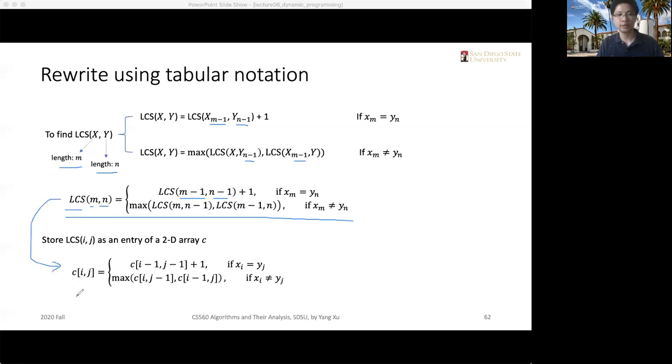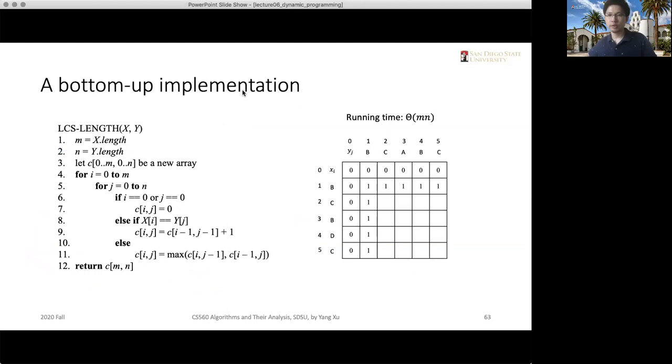We just replace LCS with this lowercase c to indicate that this is a 2D array. Okay, so the 2D array c of i j is this one if the two elements i and j in x and y are equal. Otherwise, we need to choose between two cases if the two elements are not equal. Okay, so it's already a very simplified notation for the optimal substructure. So based on this simplified notation, we can implement the dynamic programming algorithm pretty easily. Okay, so we'll look at a bottom-up implementation here.